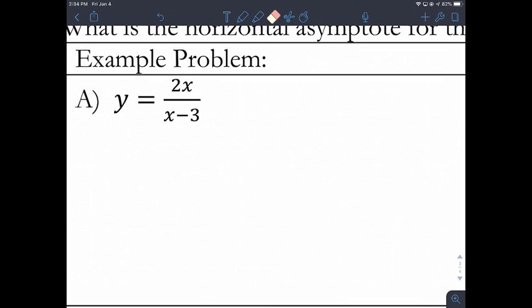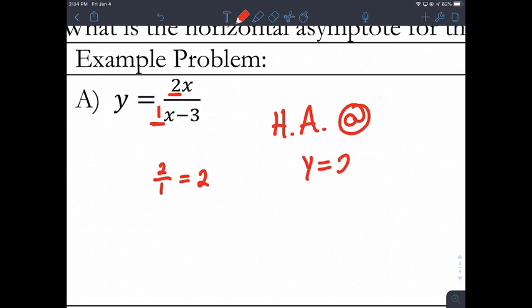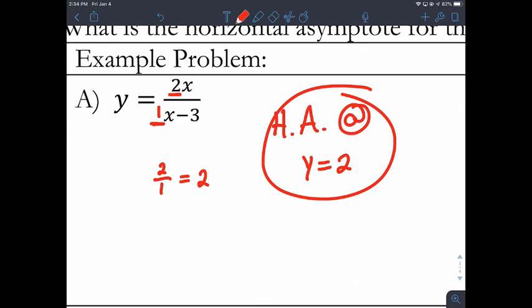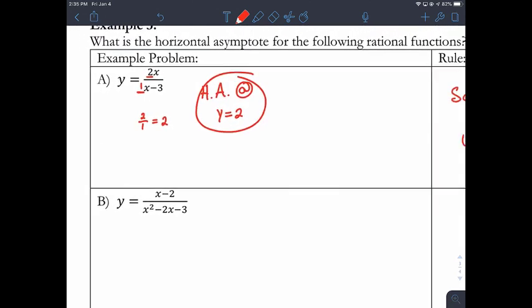The other piece here is that because they have the same exponent, we're going to take a ratio of the leading coefficients. The leading coefficient is going to be the number in front of the variable on both. Again, you can't see the one on the bottom, which means that it's a 1. So the ratio of the leading coefficients means 2 over 1. And 2 over 1 is equal to 2. So this has a horizontal asymptote at y equals 2. And it's that simple. Horizontal asymptote is at y equals 2. You don't really have to think too hard about that.